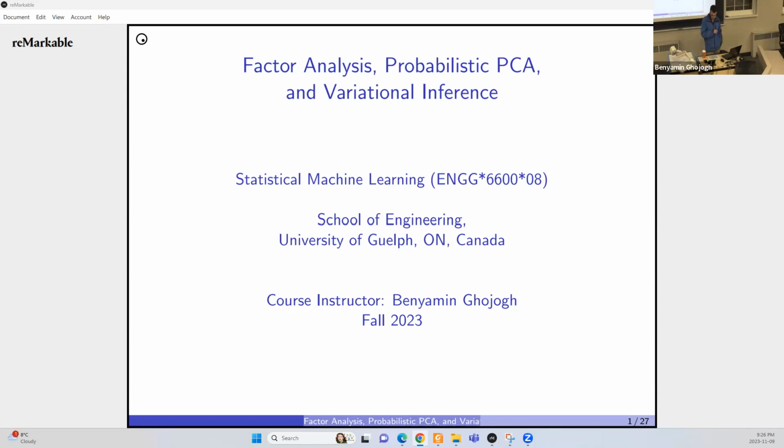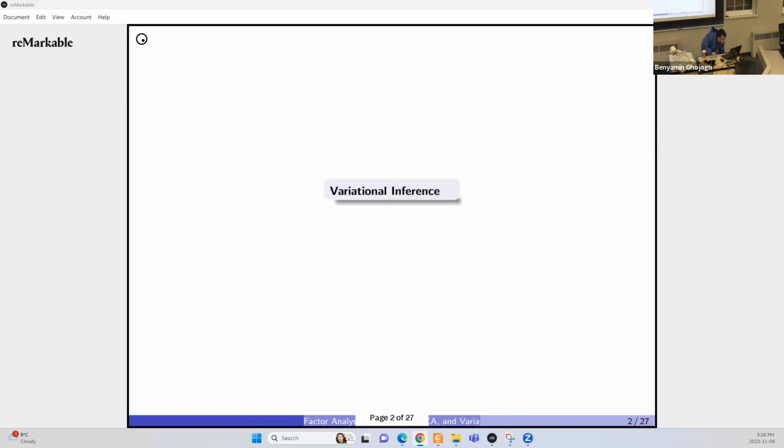Okay, let's talk about factor analysis, probabilistic PCA, and variational inference. One of the important parts of machine learning. Any question? So I can rest a bit. No. Okay. Variational inference.